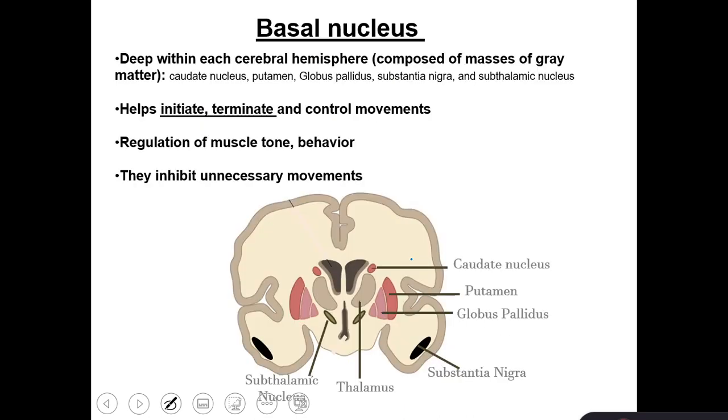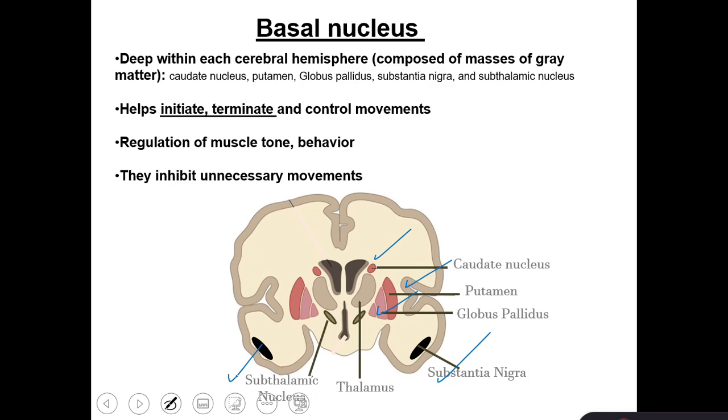Then comes the basal nuclei. They are found deeper in the brain, and they are made of gray matter, so cell bodies. Those are the caudate nucleus, putamen, globus pallidus, substantia nigra, and the subthalamic nucleus.